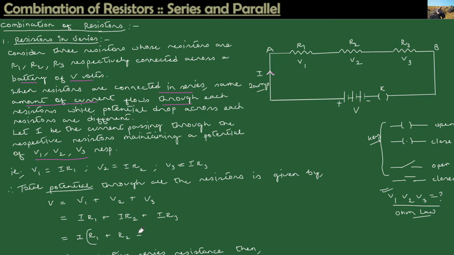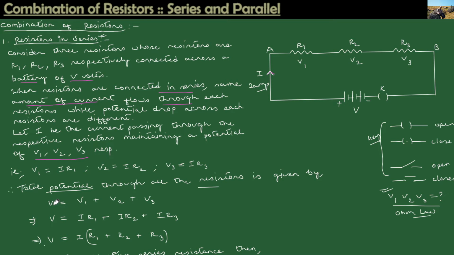That means we have this expression. Within the bracket we have this expression. So this will be V. That also will be V. Then since all these resistors are connected in series, they are connected in series.